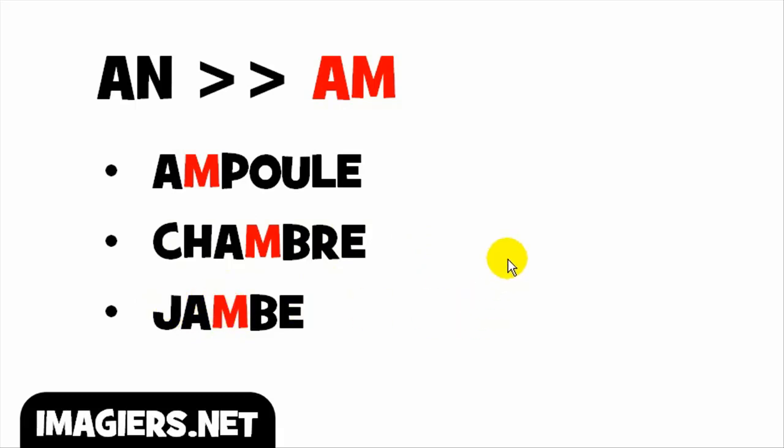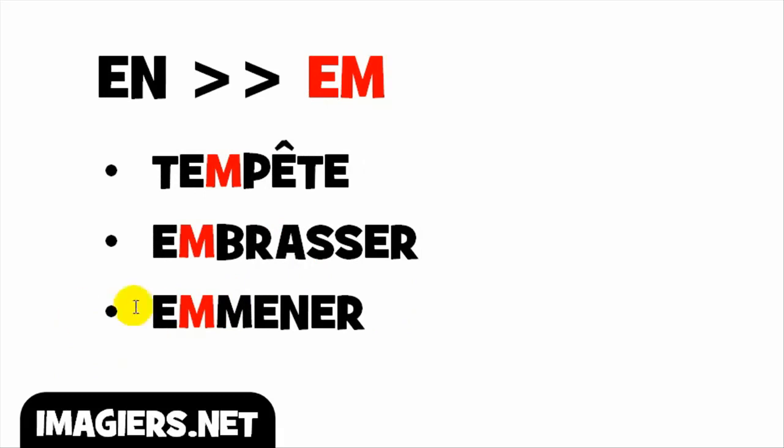Alright, so if you listen carefully, basically you just hear this nasal sound, as we say, this A-N sound, en poule. So you don't hear any M, okay? Chambre, jambe. Alright, so let's see the other examples with E-N. E-N, well, basically it's the same sound as previously, it's en. And then E-M, en. In that case, you get temps, tempête, okay? Tempête. And then here, same thing, en, embrasser, okay? And then here, en, emmener, all right?